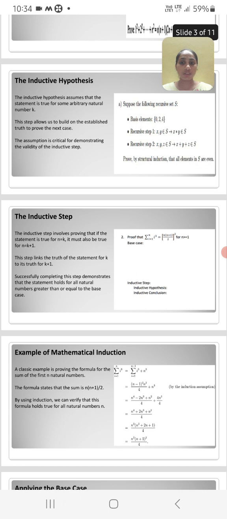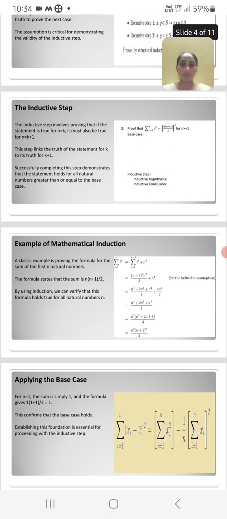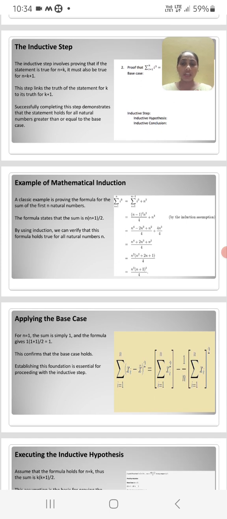And then the inductive step involves proving that if the statement is true for n is equal to k, it must also be true for n is equal to k plus 1. Successfully completing this step demonstrates that the statement holds for all natural numbers greater than or equal to the base. And then in the next slide we can see an example of mathematical induction.